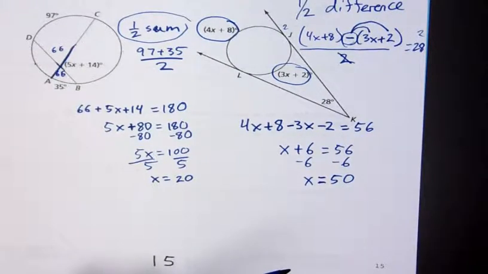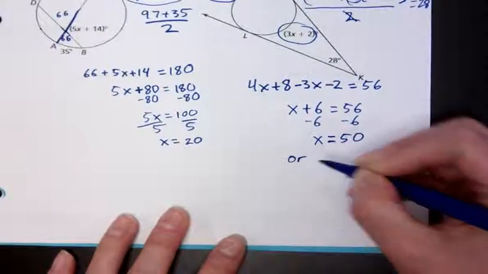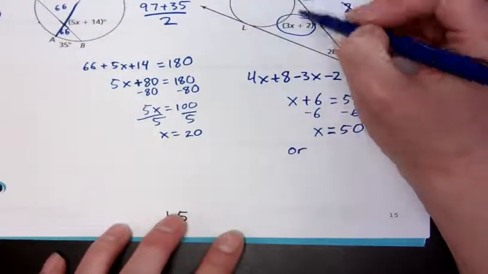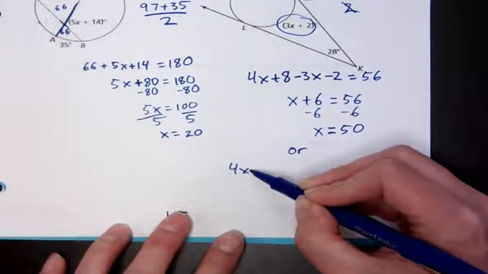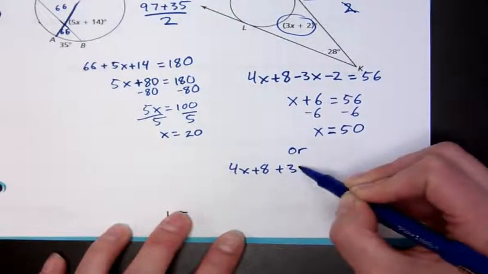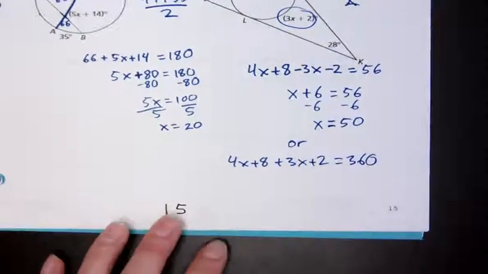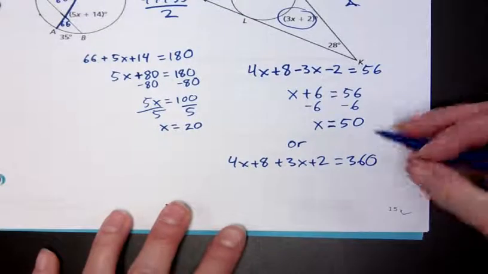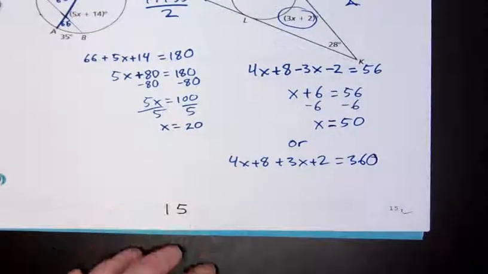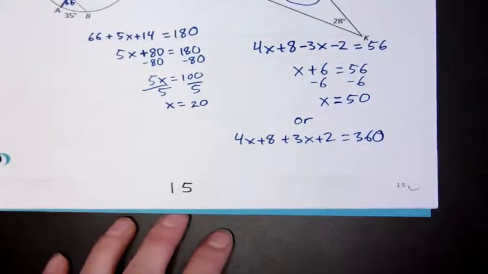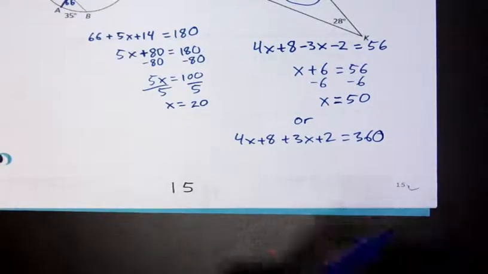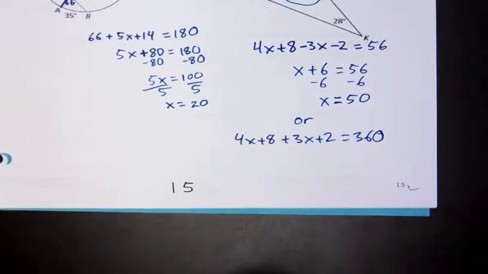How did you do it without the 28? Just add the 4x plus 8 plus 3x plus 2 equals 360. Yeah, okay, so if it's easier for you, these two arcs do make 360, so we could do 4x plus 8 plus 3x plus 2 equals 360 and solve it that way. So if you don't like plugging into the equation and dividing by 2, that's another equation you could do, maybe a little simpler. All right, so that is the end of our notes for today.